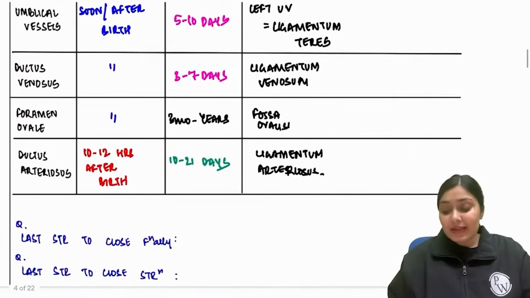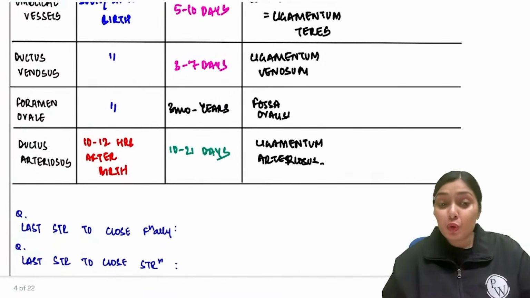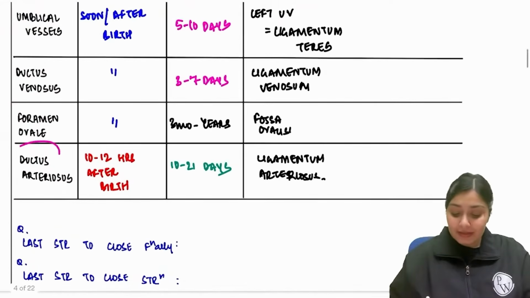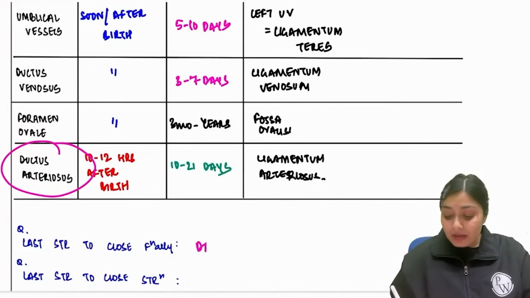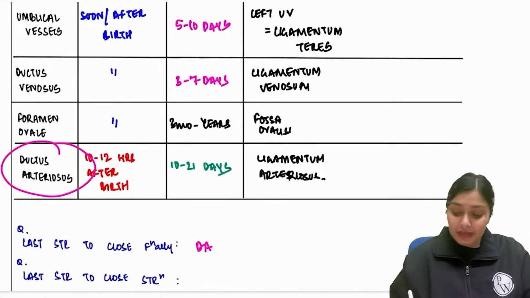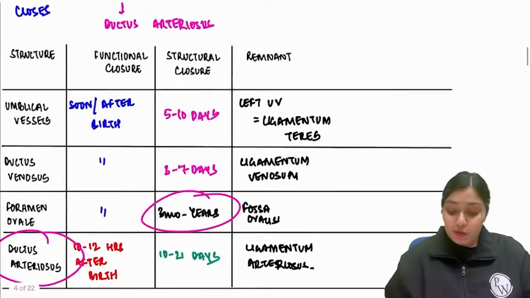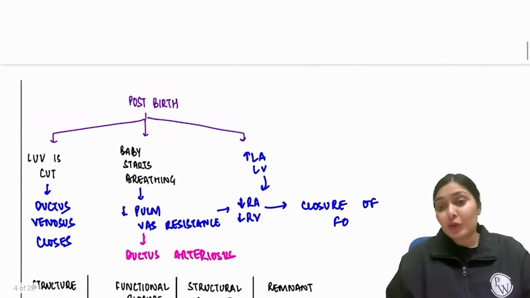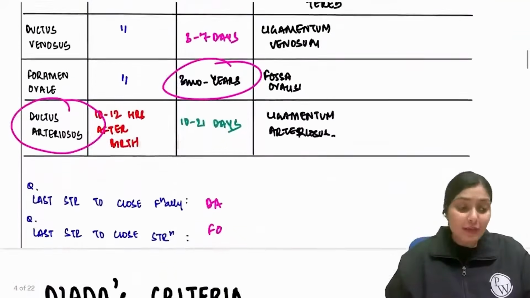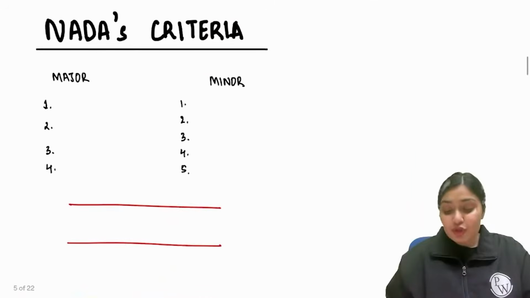One-liners can be asked in the exam. The last structure to close functionally, we discussed, is the ductus arteriosus. And the last structure to close structurally is the foramen ovale, right? So this is all about the fetal circulation that you need to know. Now let's move to the next topic, that is congenital heart diseases.